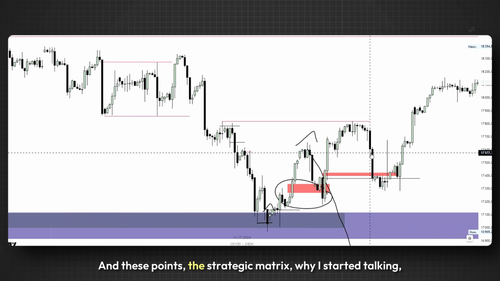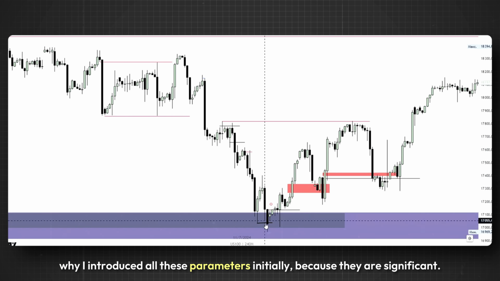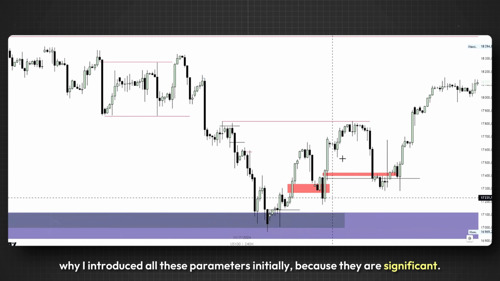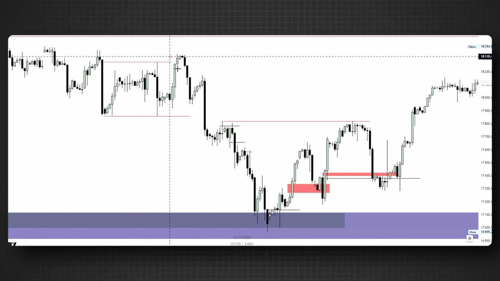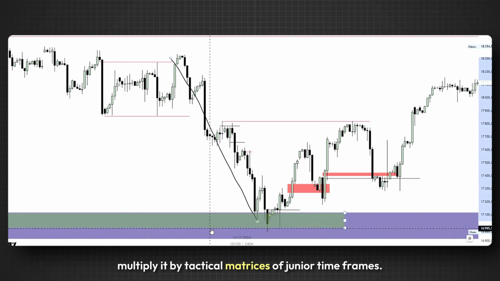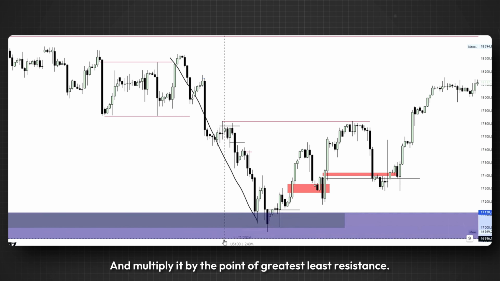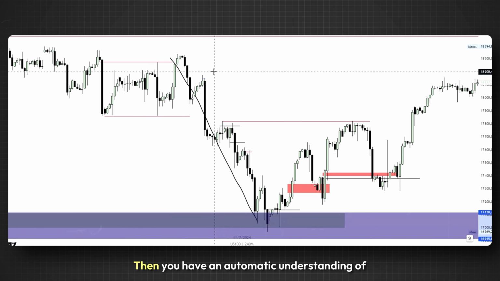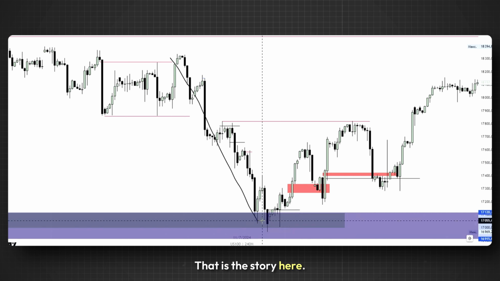And these points, the strategic matrix, why I started talking, why I introduced all these parameters initially, is because they are significant. And when you combine these strategic matrices of senior time frames, multiply them by tactical matrices of junior time frames, and multiply by the point of greatest or least resistance, then you have an automatic understanding of where the price will move with a higher probability. That is the story here.